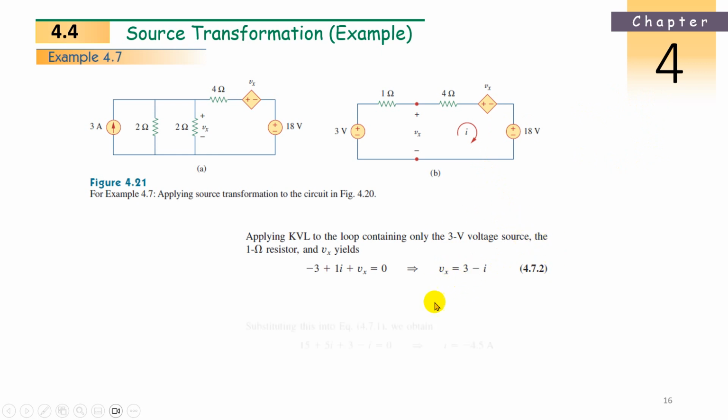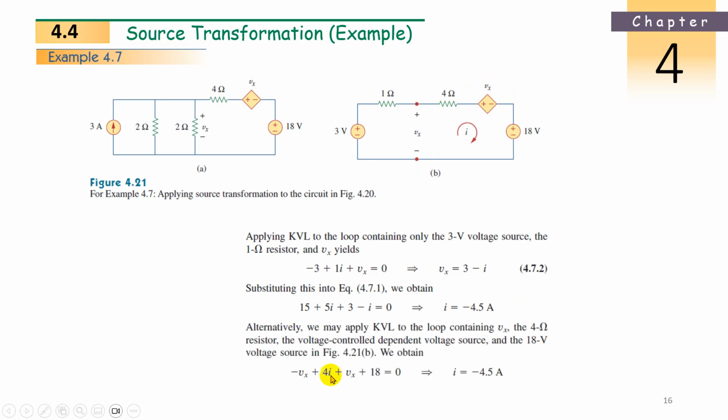Vx is equal to 3 minus I. So what do we have to do now? Substitute in the previous equation. In the last slide we got one equation, that is 15 plus 5I plus 3 minus I. Here Vx was there, so in the Vx term, put 3 minus I. So I is equal to minus 4.5. If we use the loop equation of this loop, the same will come here: minus Vx plus 4I plus Vx plus 18. This loop equation. Okay.